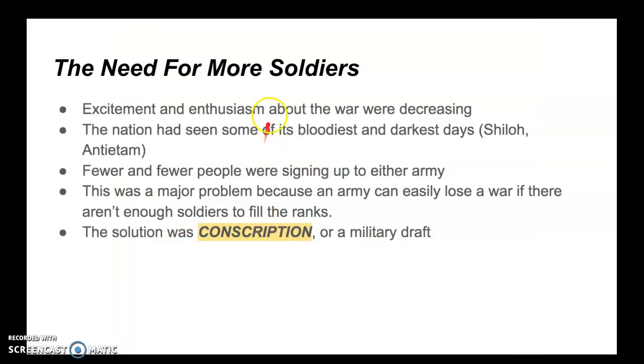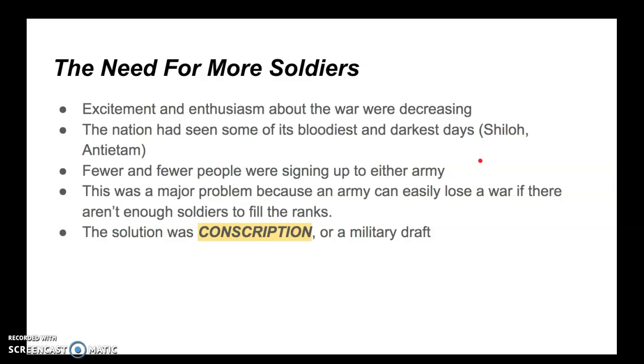The need for more soldiers. All right, so excitement and enthusiasm about the war were decreasing. People signed up eagerly at the beginning of the war, thinking it was going to be very, very short. They were wrong about that. A lot of the enthusiasm was dying down too because they'd seen some of these really, really bloody battles, like Shiloh and Antietam. So fewer and fewer people were signing up to be in either army. It was true for the North and the South, is what I mean by that.